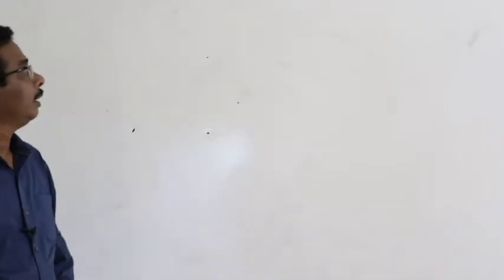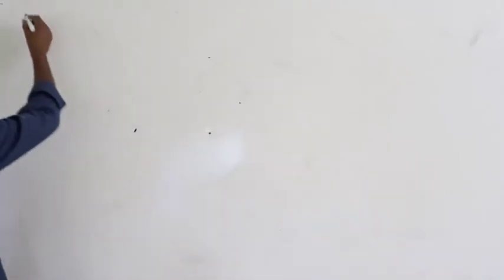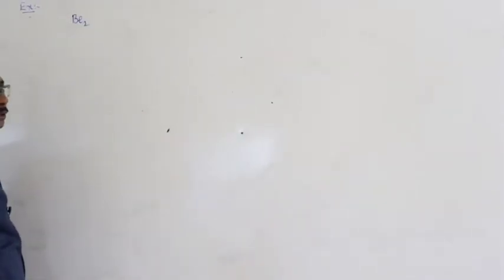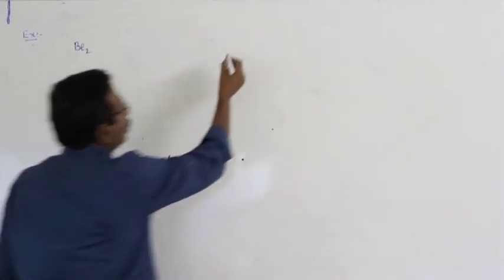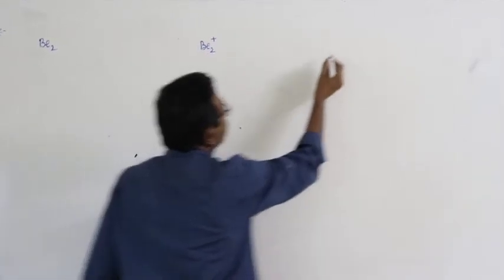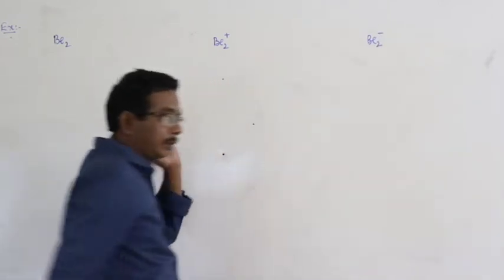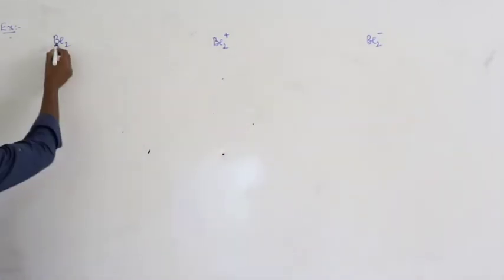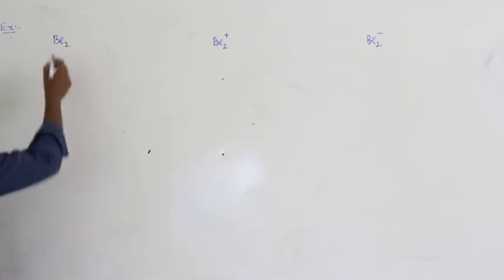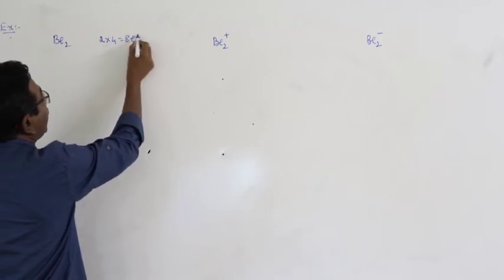Okay, here the next example is beryllium species: Be2 plus and Be2 minus. Beryllium atomic number 4. Here 2 beryllium atoms are there. 2 into 4 is equal to 8 electron system.